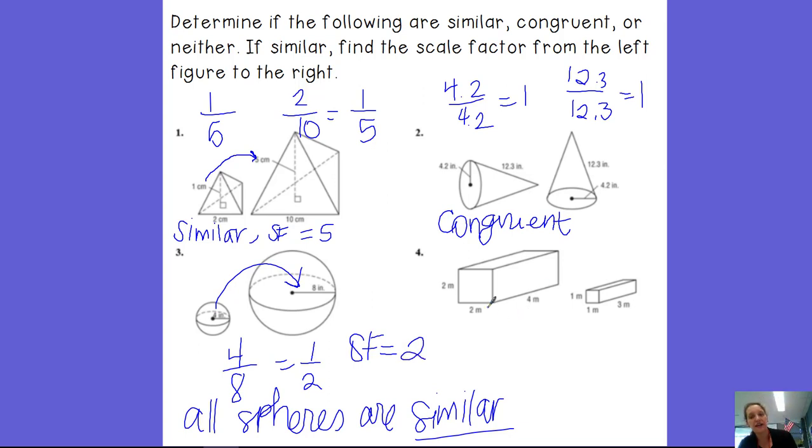And then we want to compare these prisms. I'm going to compare this bottom length to this one. So 2 over 1. Then I'm going to compare the heights. 4 over 3. 2 over 1 and 4 over 3. Those are not equal. So these are not similar and they're not congruent. They are neither.